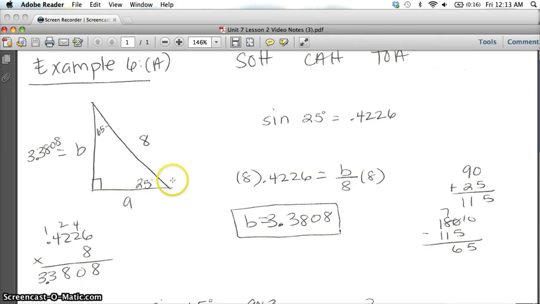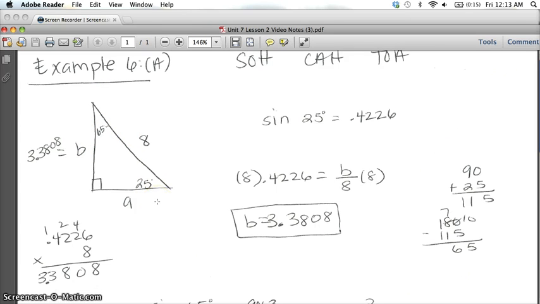So we can find our third angle by setting up, we know that all three angles in a triangle have to be equal to 180. So I went ahead and I added the angles they give us, which was 25 and angle 90. So over here you see I put 90 plus 25 is 115. And then I subtracted 115 from 180, which gave me 65. So I know my third angle has to be 65 degrees.